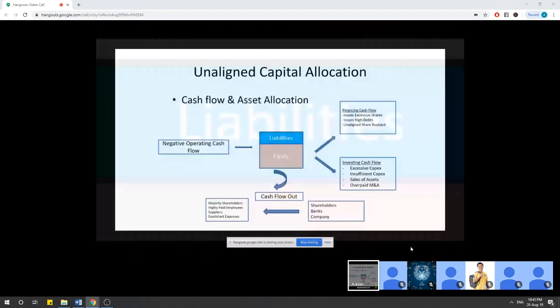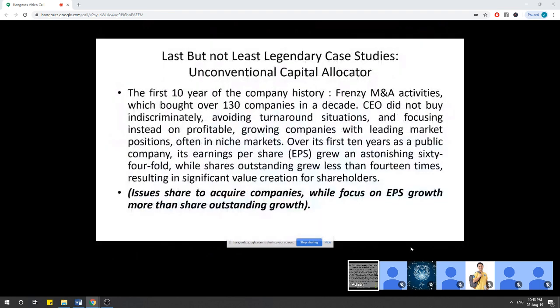So I have one good case study here. I read about a really unusual capital allocator running a company. In the first 10 years of this company, the highlight is that the CEO did M&A on over 130 companies. In a decade, this company acquired 130 companies, which is very aggressive M&A.